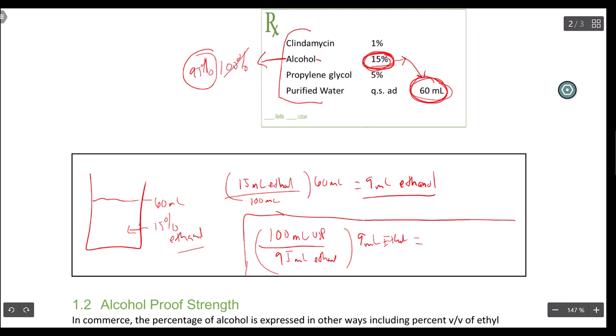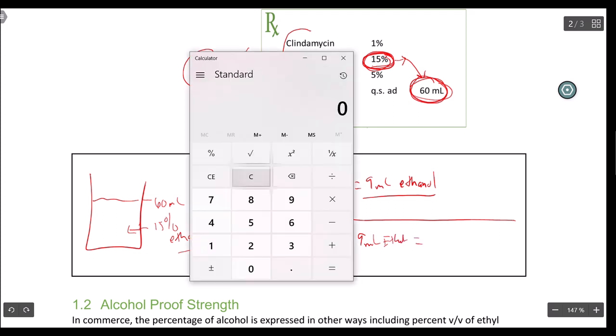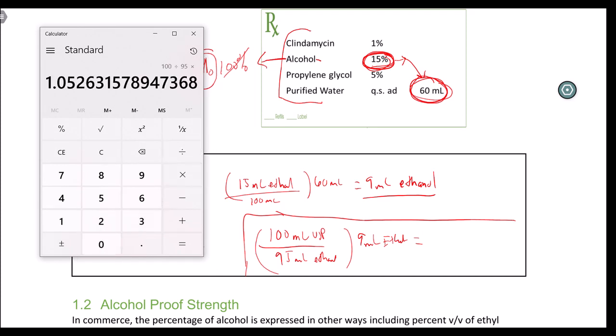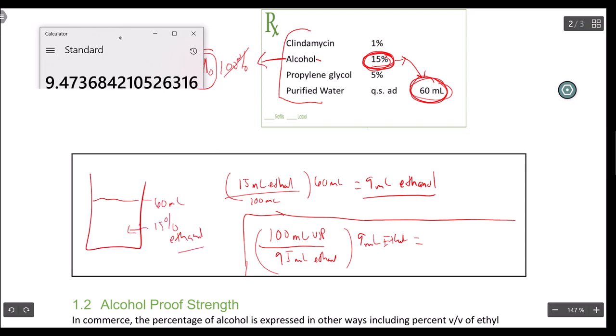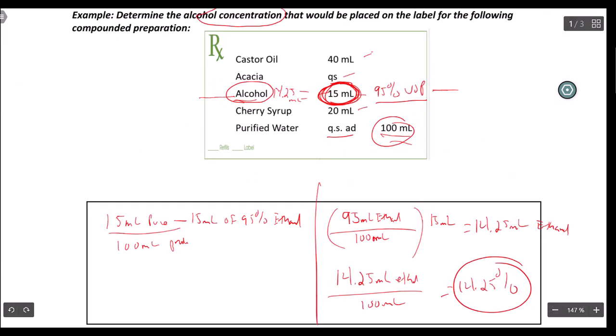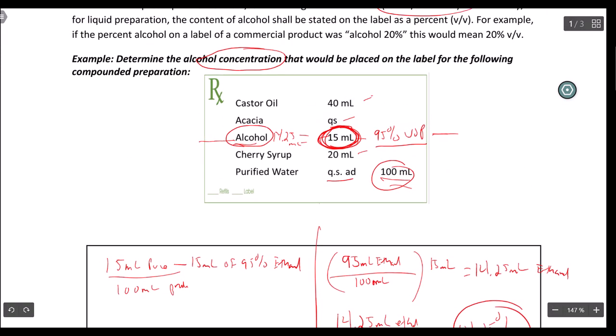So every 100 mLs is going to be 95% pure alcohol, ethanol. If I only want 9, that's it. So 9.47 approximately mLs. So I need a little bit more than 9 because I'm only using 95%. So don't get confused by the two terminologies here. When you're just using alcohol, the product you're using to make your preparation is going to be 95%.